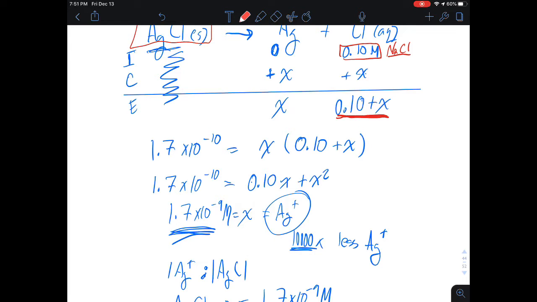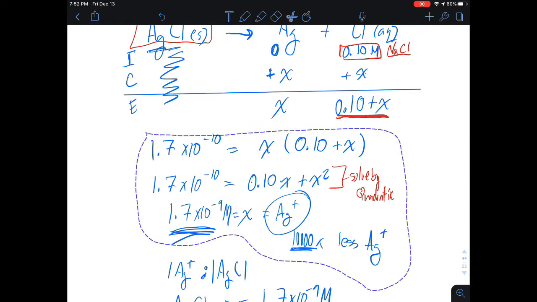Plug this math in, and we can see the equation's getting difficult, right? This is only solvable by quadratic. Solve by quadratic. And so this is where I would use an app. I would use a quadratic solver, or my phone, Photomath, something like that. I'm going to show you a little trick though.